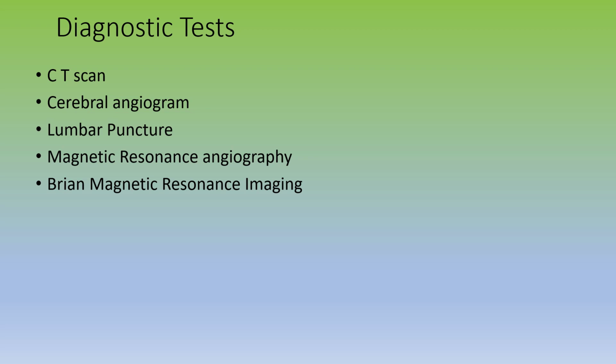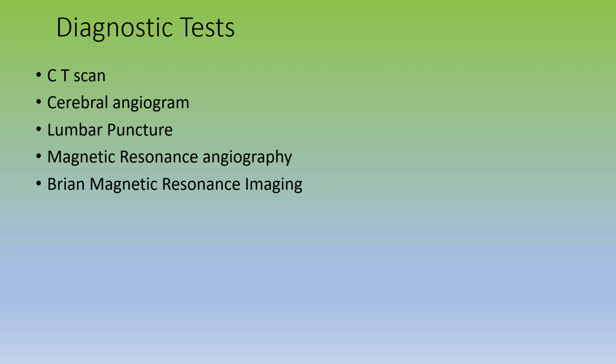A lumbar puncture is used to check the presence of blood in the cerebral spinal fluid. A positive finding is consistent with cerebral hemorrhage or ruptured aneurysm. So the cerebral spinal fluid is tested for xanthochromia, which is a yellowish appearance, and is a good indicator of a subarachnoid hemorrhage.